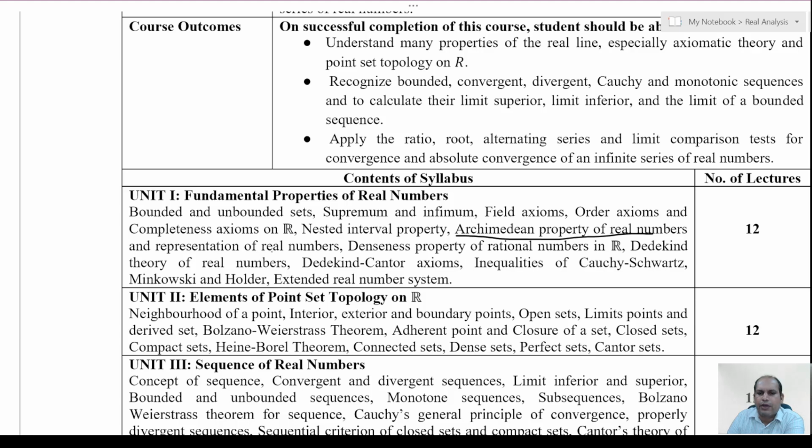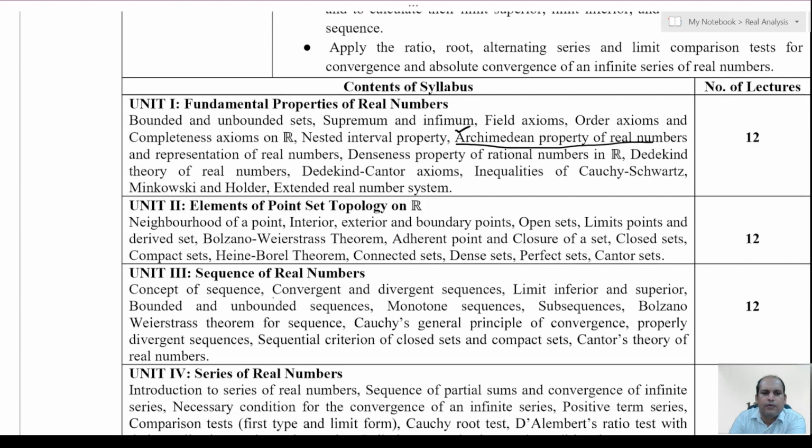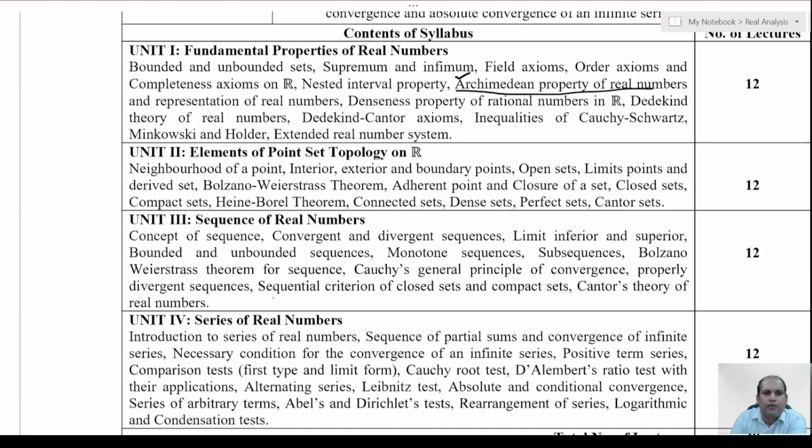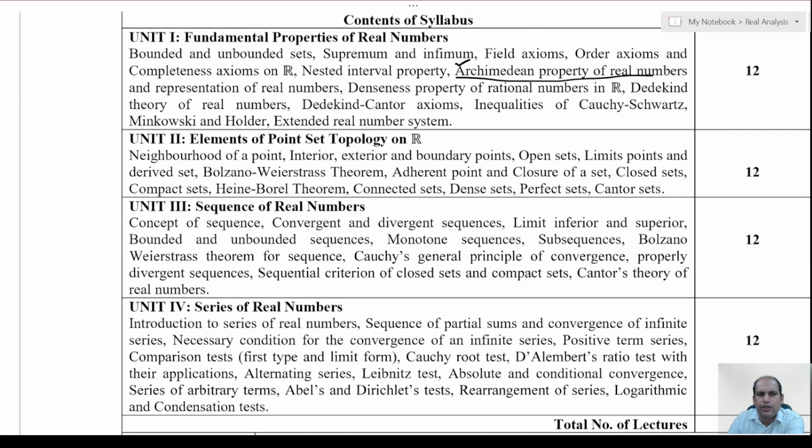and representation of real numbers. So let us look at Archimedean property of real numbers. So these are the 4 chapters which we need to cover. First one is fundamental properties of real numbers, second one elements of point set topology on R, and unit 3rd, 4th is related to sequence and series of real numbers.